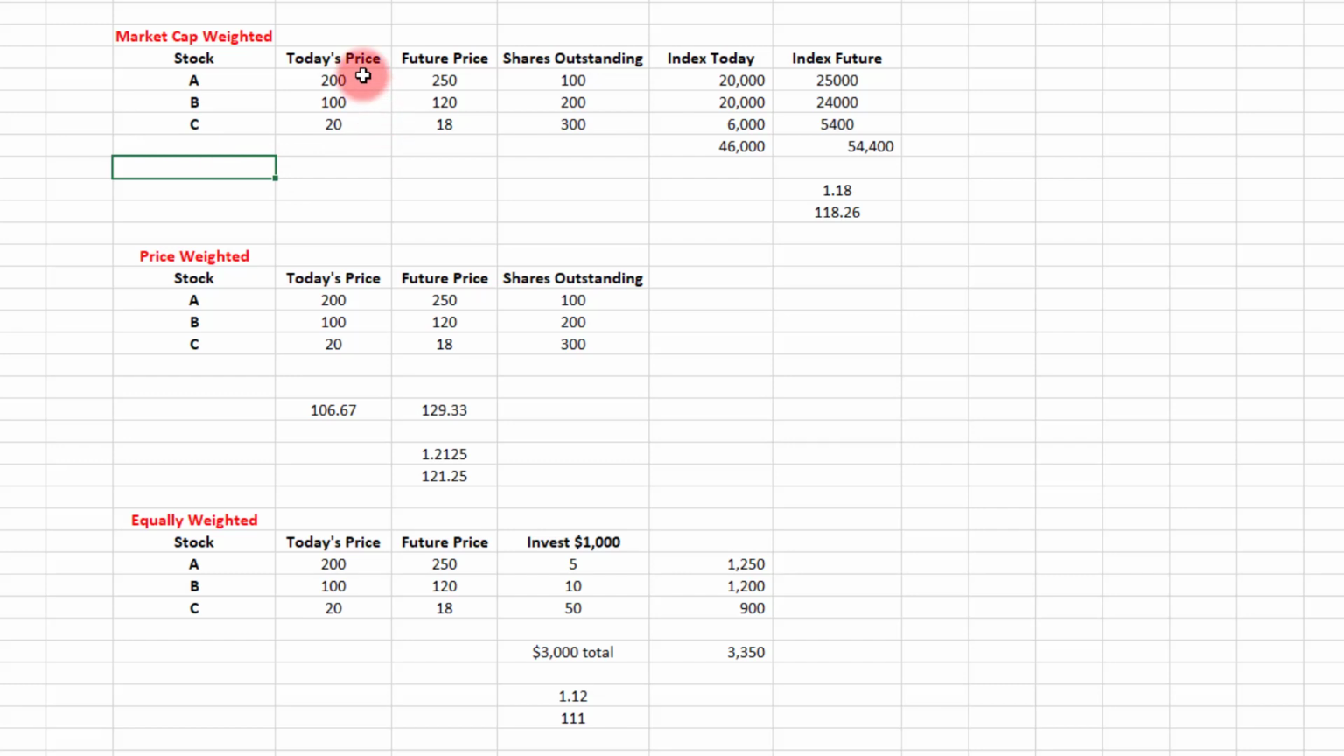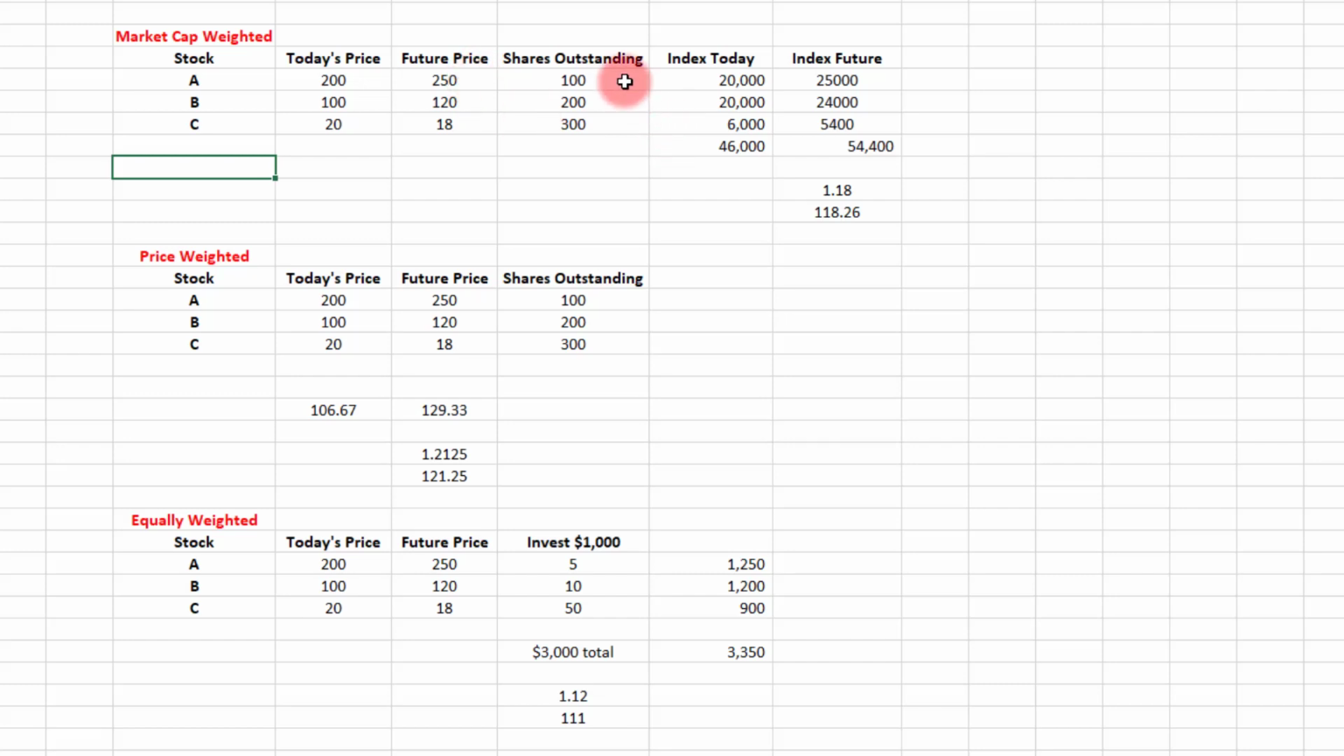We're going to start off with today's price. And let's say that stock A is worth 200, stock B is worth 100, and C is worth 20. We're going to compare these in different fashions. That's what the different weighting schemes are. But we have a future price. A is now worth 250, B is 120, and C has fallen to 18. Now this future price could be 5 minutes from now, could be 6 months, could be a year from now. It's just some date in the future. For this example, let's just assume that we're taking these prices 1 year later.